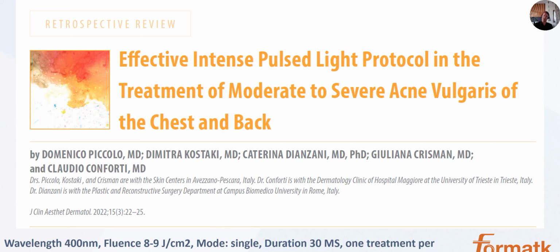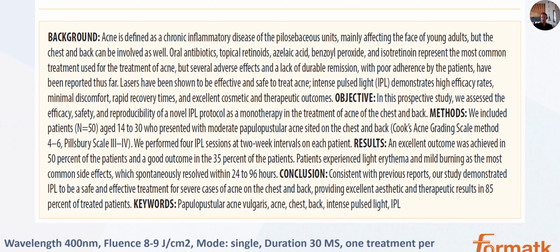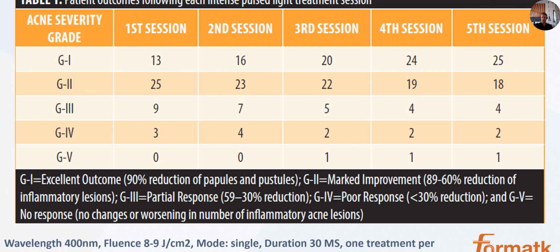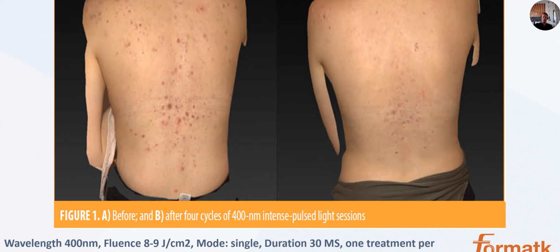So to treat it as a first line treatment, they did it in Rome, Italy in 2022, and they published the results about wavelengths of 400 nanometers with fluence 8 to 9 joules per centimeter squared, and one treatment per session for 4 sessions with a 2 week interval. So it wasn't done before that in a clinical test. And you will see the results. So they treated them up to 5 sessions. You can see here the back before and after, which is a great result.